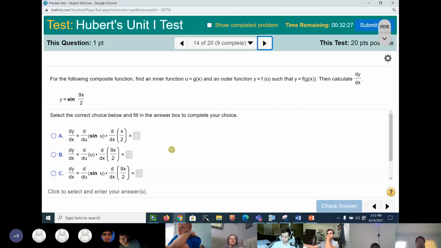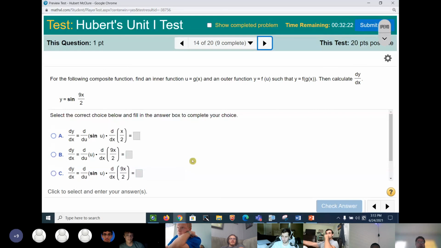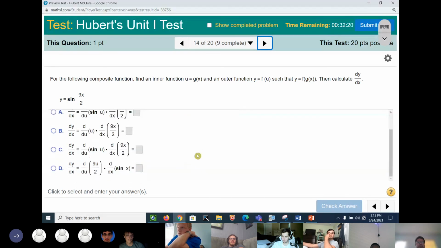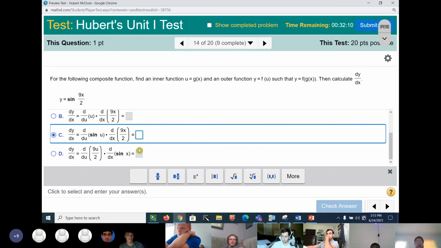So which one? They want C. Is it C? Thank you. Where's the sine? Where's the cosine? Yeah, they want you to write that in. They don't want you to show those two first. They just want the answer, right? In that section, yes.